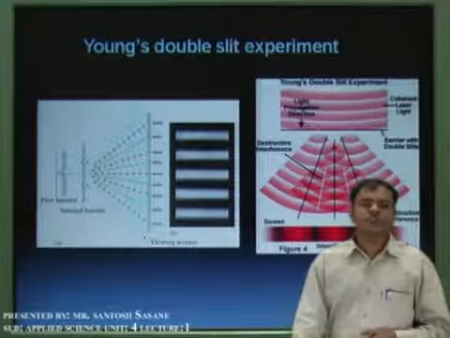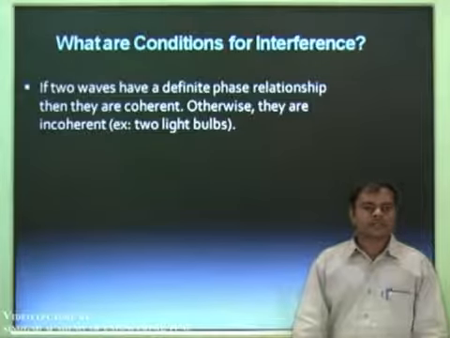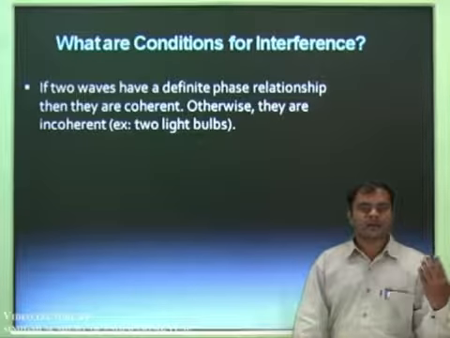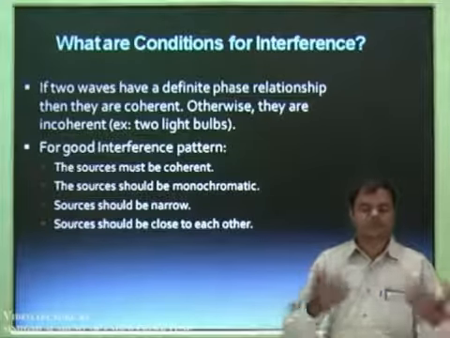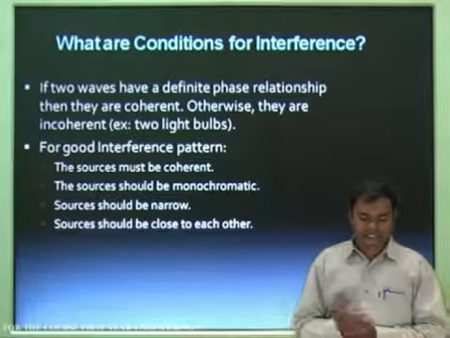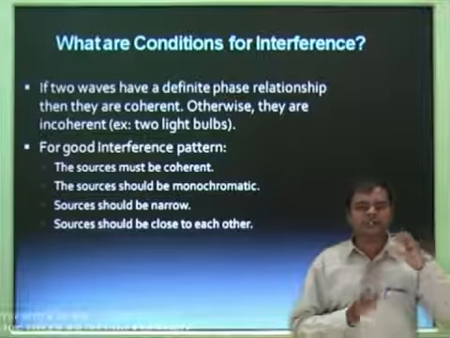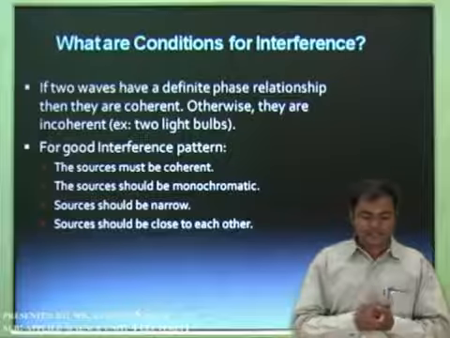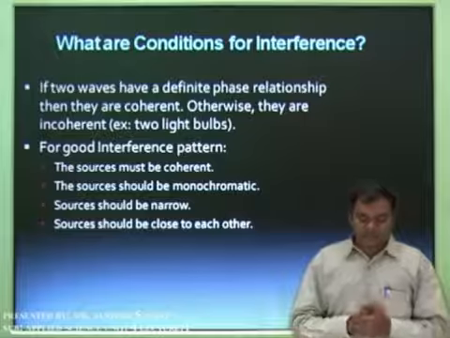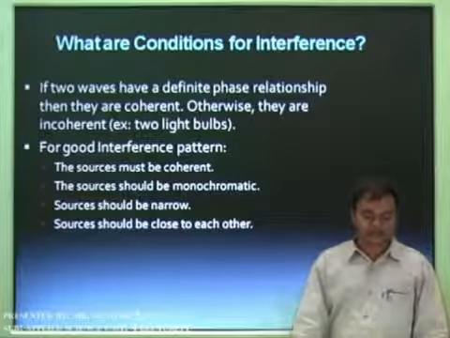Now what are the conditions for interference that are necessary for a good interference pattern? So the conditions are like this. First, the two sources must be coherent, meaning they must be in phase or out of phase, like that. The sources must be coherent. Secondly, the sources should be monochromatic. Third, the two sources which are producing that interference pattern must be narrow, very small. They should not be very wide. And lastly, the sources should be close to each other. They should not have a long distance between them. So this is the fourth condition. If these four conditions are satisfied, you can observe a good interference pattern on the screen.